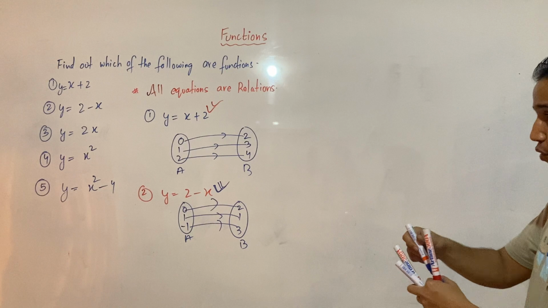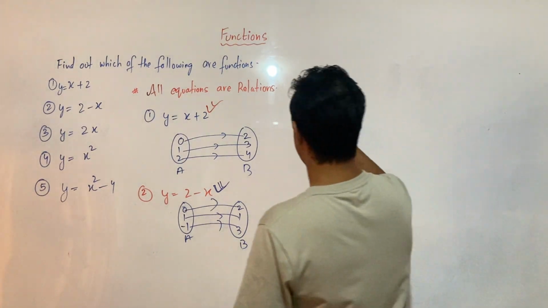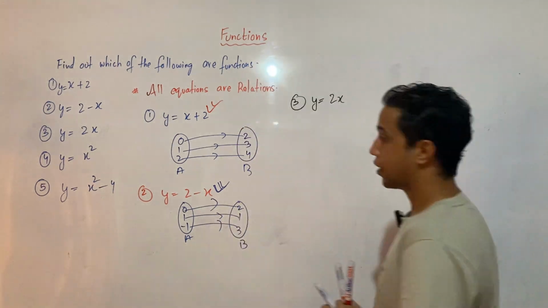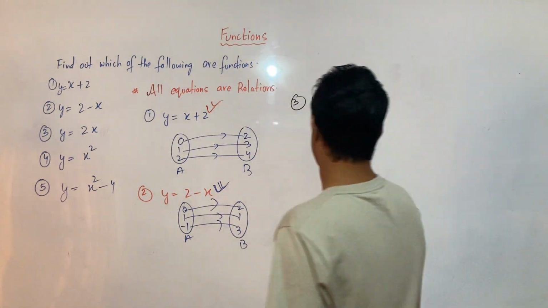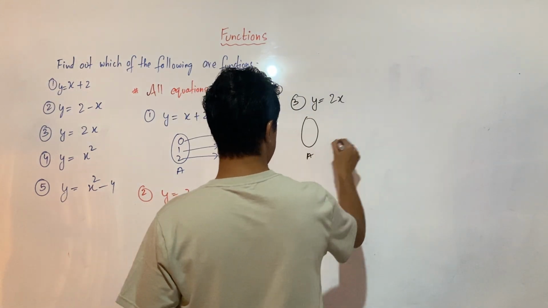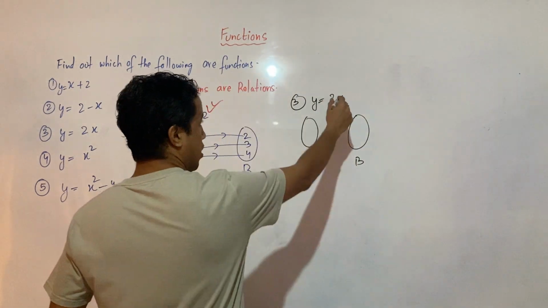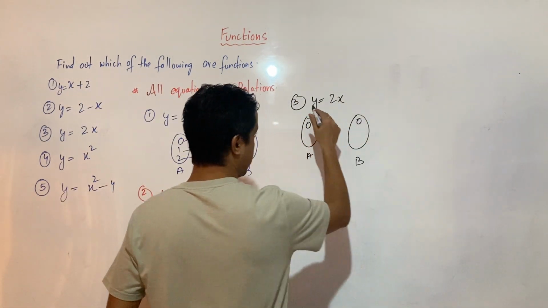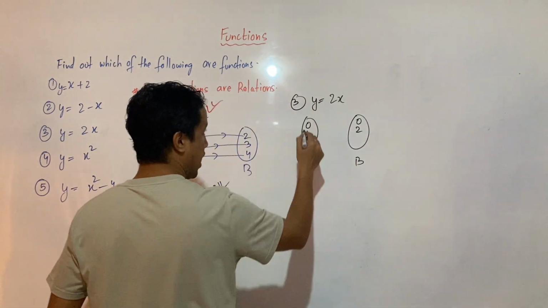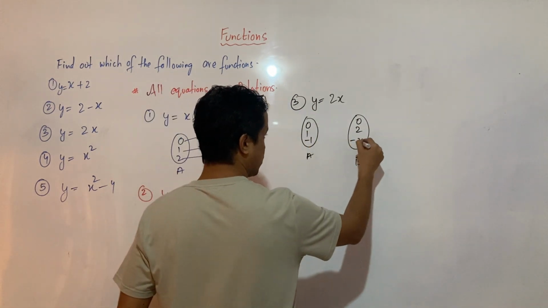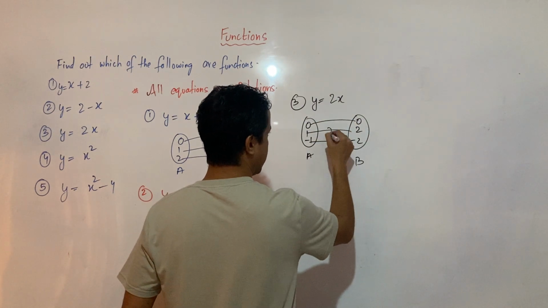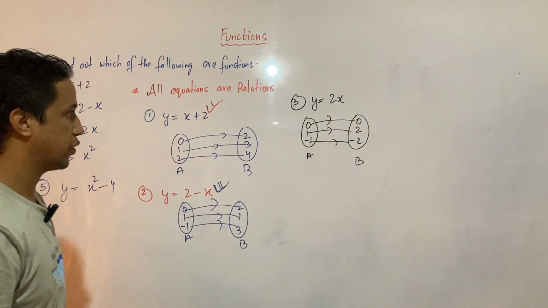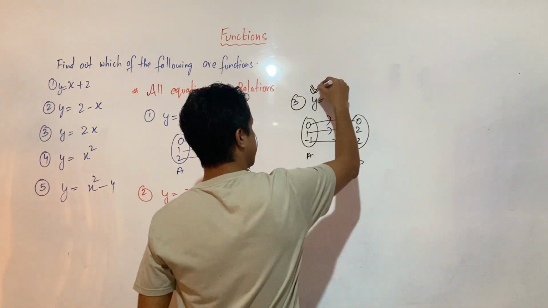Now go to number 3. It is y equal to 2x. Again, set A, B. Give x any value. x is 0, y is going to be 0. x is 1, y is 2. x is minus 1, y is minus 2. So the images are unique. For any real value, you will get only one real value, which means that it is a function.